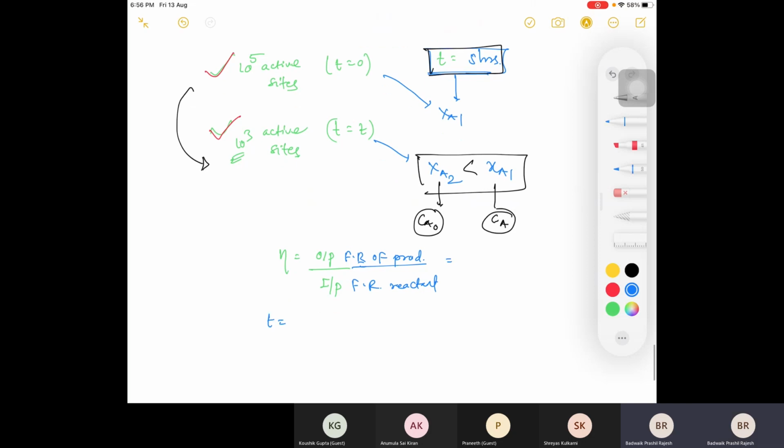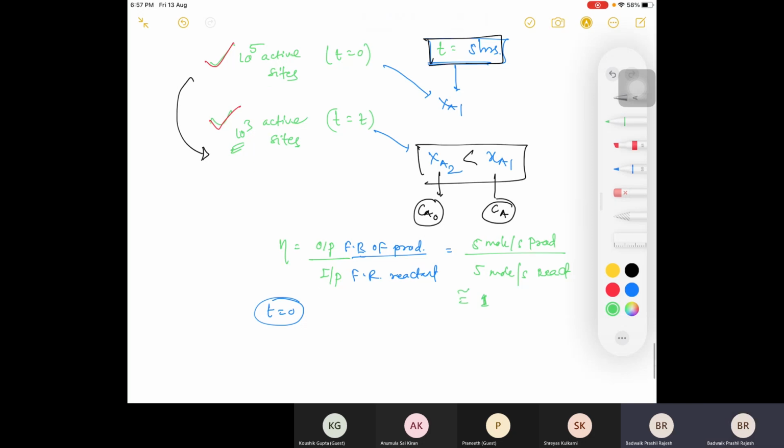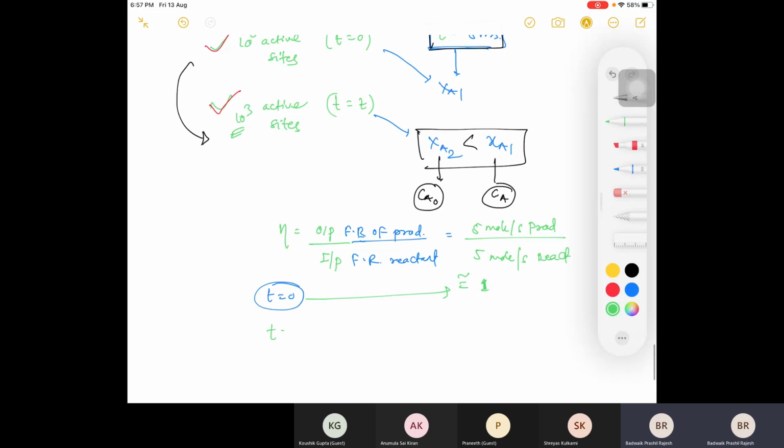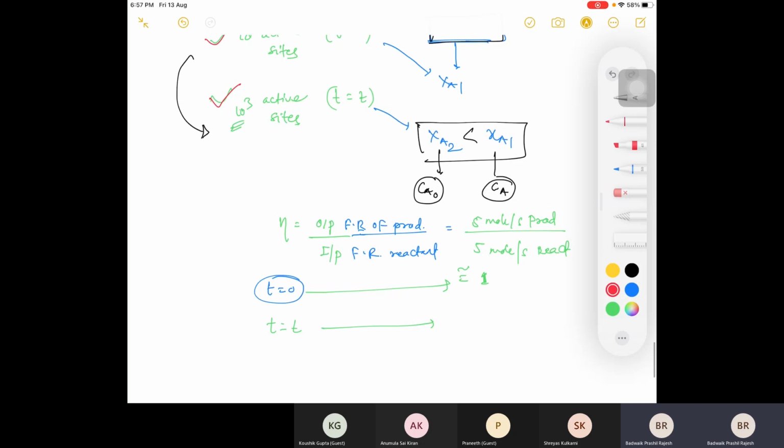Initially at time t equal to 0, I was getting 5 moles per second of product output, and I was putting 5 moles per second reactant as input. So my efficiency was nearly 1 at time t equal to 0. At time t equal to t, I am getting maybe 3 moles per second, and I was putting 5 moles per second of reactant.